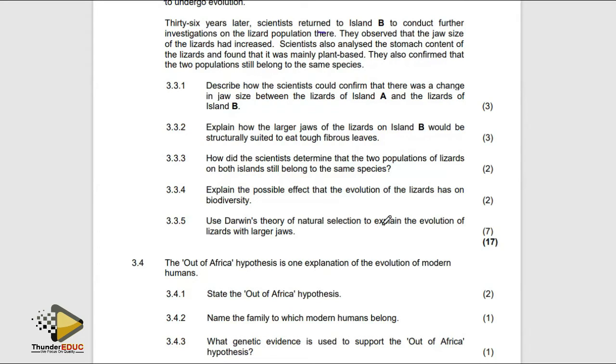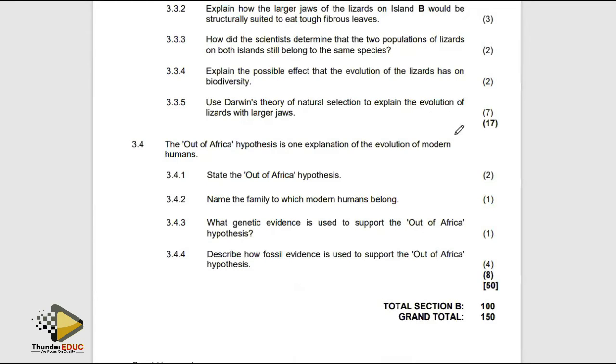Use the Darwin theory of natural selection to explain the evolution of lizards with large jaws. Here, the principle is the same. The principle of natural selection, whatever you explain, use the same principle. The first point you have to talk about is variation. There was variation among the lizards, now you have to tell us what they gave you, those with the large jaws and those with the smaller jaws. Because the jaws are used to bite or to eat this tough food, those lizards with big jaws could eat enough tough food, therefore they survived and reproduced in large number. Those with the small jaws could not eat enough food, therefore they died in large number.